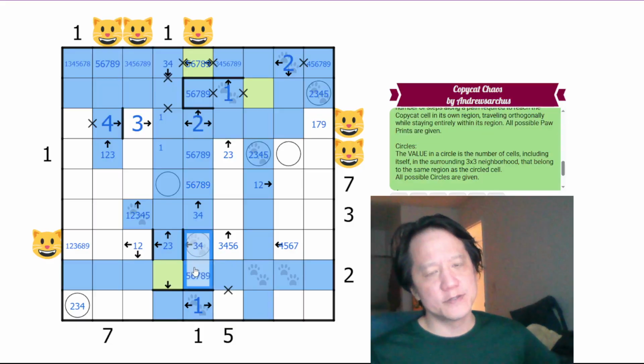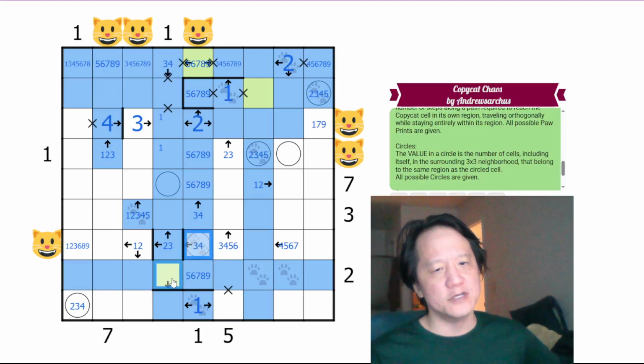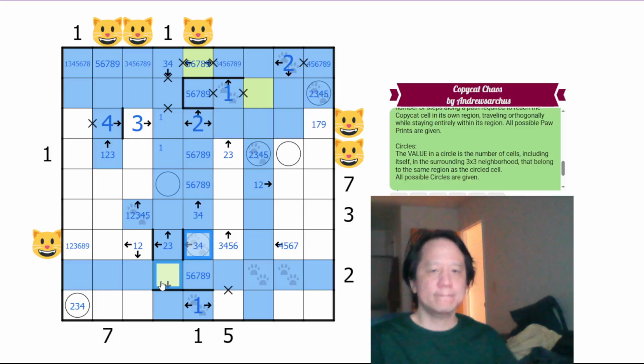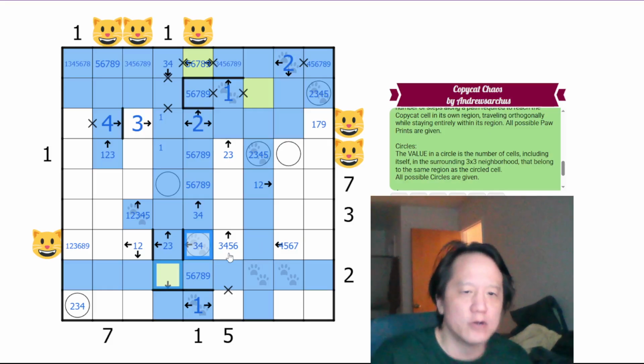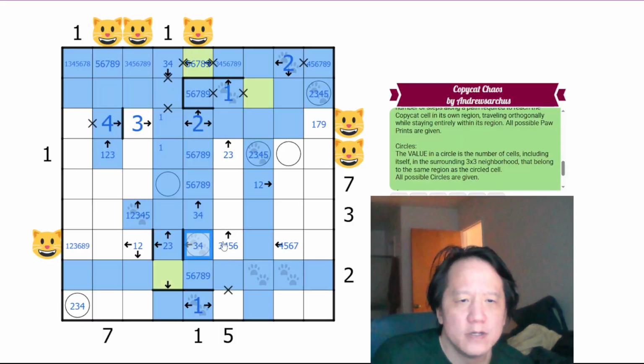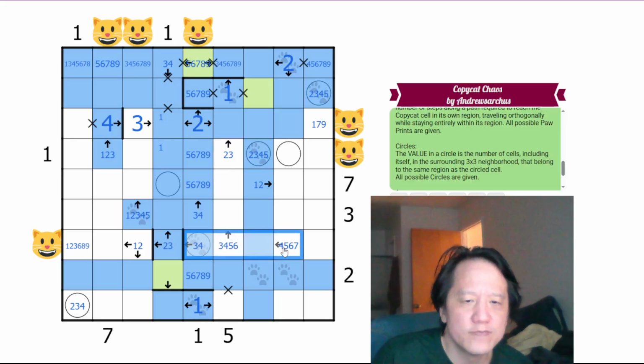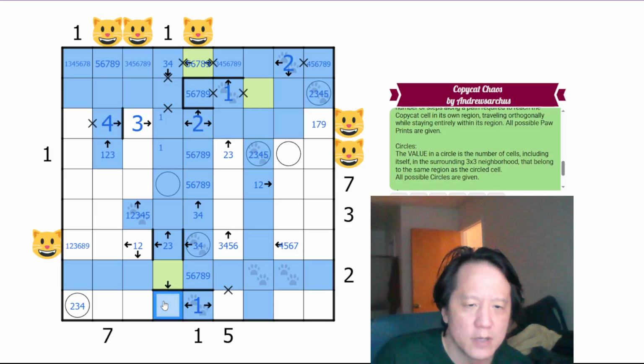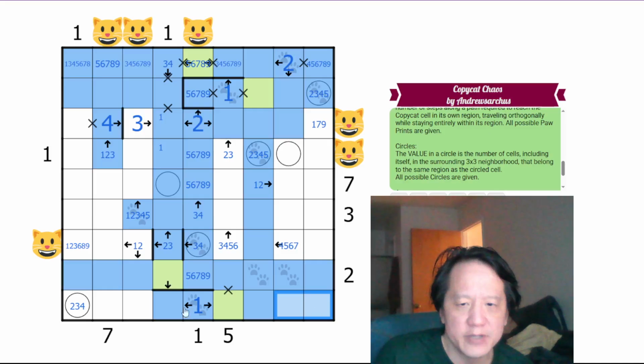This is not 3 or 4 away from here. So these have to be separate regions. And this is 3 or 4 away from its copycat cell. 1, 2, 3, 4. 1, 2, 3, 4. 1, 2, 3. Oh, this is 1 away from its copycat cell. Can't be here, can't be here. It has to be here. Okay. That eliminates copycat cells in the rest of the row, rest of the column.